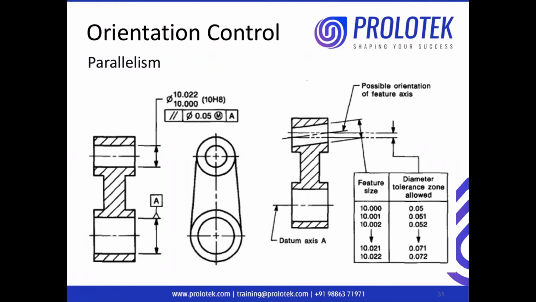Previously, I told that there are only 12 symbols. Now, if you consider this, you can use only angularity for any angle, meaning the perpendicularity symbol is also not required, the parallelism symbol is also not required. That means effectively we have only 10 geometric characteristic symbols.